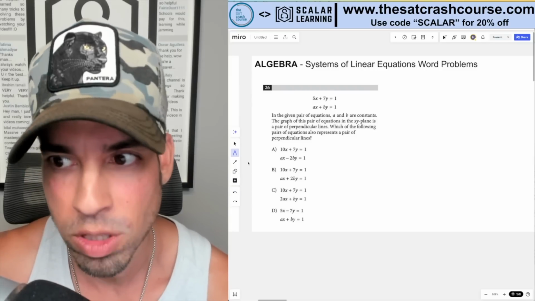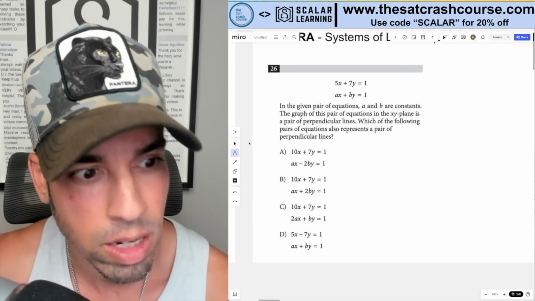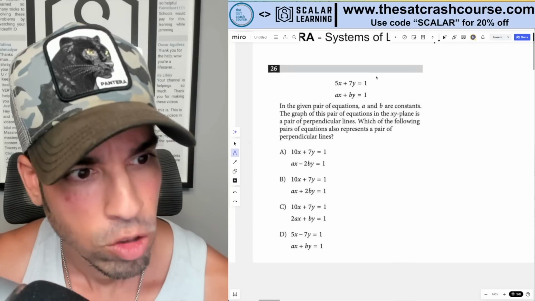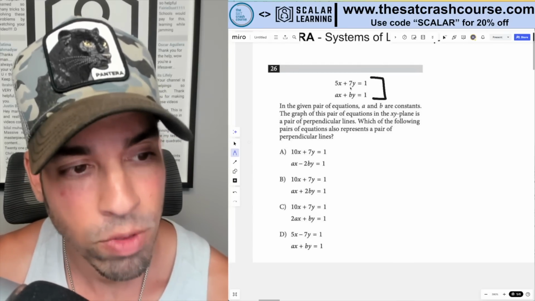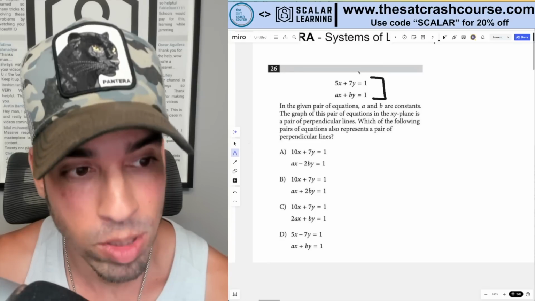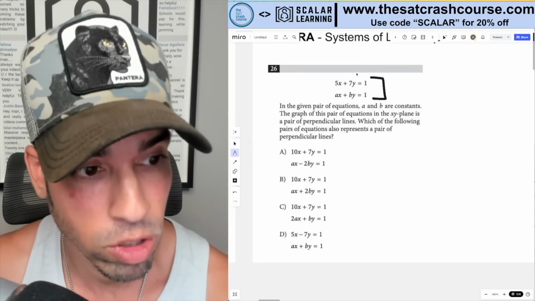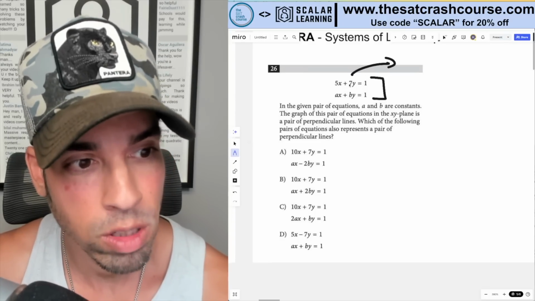I think that makes it more difficult, and I think the College Board is definitely aiming for things like this. So again, they're stating right off the bat that these two lines are perpendicular. So if they're perpendicular, their slopes must be opposite reciprocals of each other, and that's very important to remember. So I first want to know, what's the slope of this line?